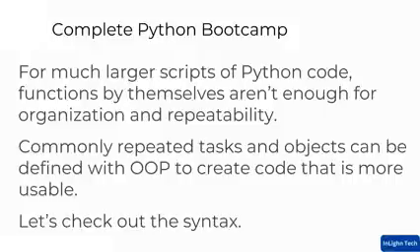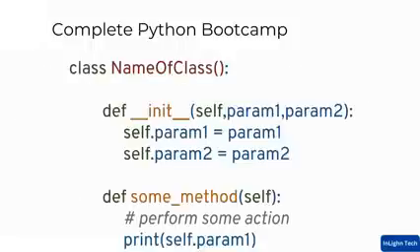So for much larger scripts of Python code, functions by themselves really aren't going to be enough for organization and repeatability. Commonly repeated tasks and objects can be defined with OOP to create code that is more usable, especially across an organization. So let's check out the syntax of object-oriented programming, and don't worry about completely understanding everything we show you right now. We're going to take it step by step in a Jupyter Notebook through a series of lectures.